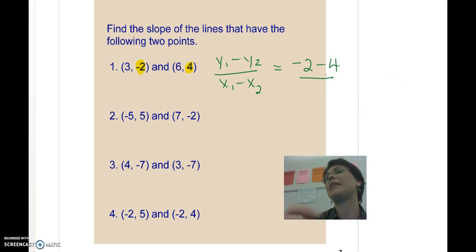Usually the most common mistake is people mess up and they put x values first on the top instead of y. So just remember, y's go on top. Rise over run is y's over x's. Then for the denominator, we're going to put our x values in the same order. So make sure you're working with your ordered pairs in the same order. So we put 3 as our first one, minus 4. Minus 6, excuse me.